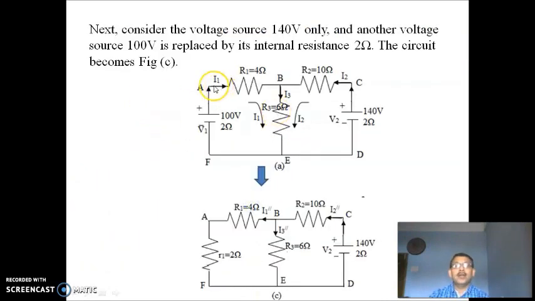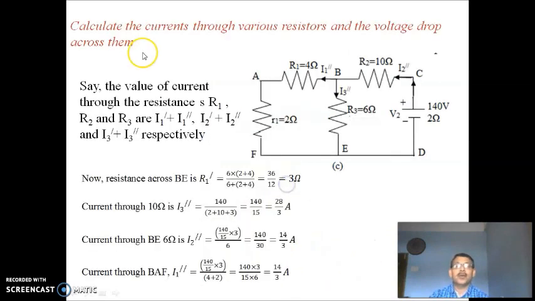Okay. Then we remove this 100 volt voltage source and replace it by its internal resistance, 2 ohm here, and we consider the second voltage source, the 140 volt, 2 ohm voltage source. Again, we have to calculate the current through the resistors R2, R1 and R3 for this single voltage source.